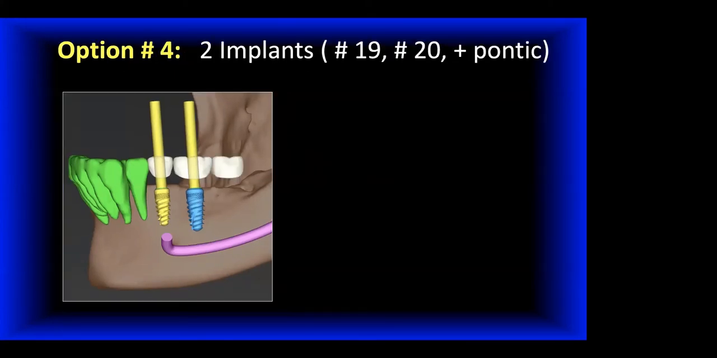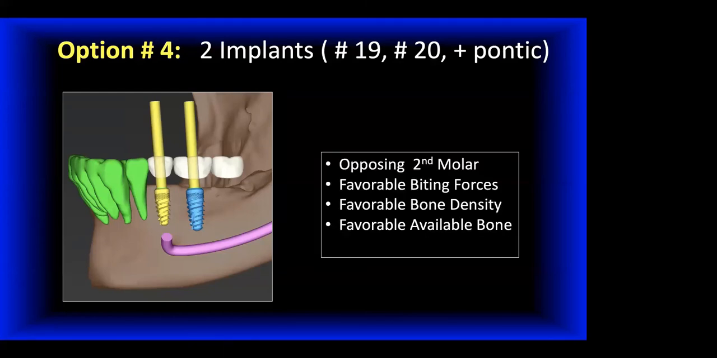The fourth option would be 2 implants, 1 in 19, 1 in 20, and then put a pontic. When would we ever do that? Well, we need very favorable forces and we need an opposing second molar. When do I usually recommend this? Patient has an opposing denture. We know that with a denture, most people exert a force in the molar area of less than 50 pounds per square inch. And that would put very little force on that pontic area.